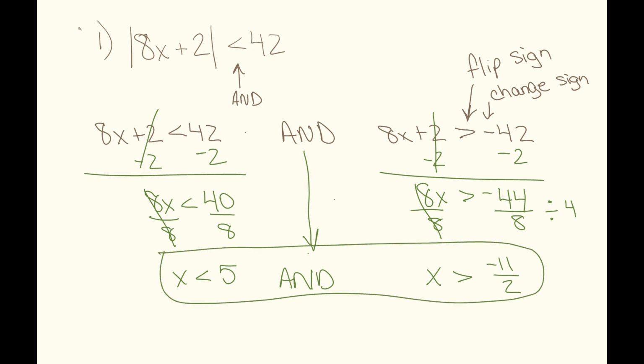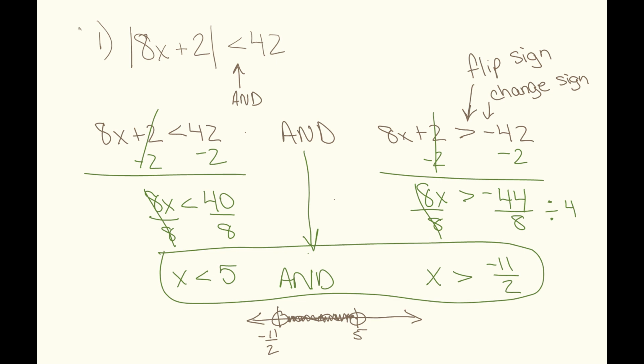Now, I want you to draw this on a number line. So watch. Negative 11 over 2 is less than 5, so that's going to be like this. They're both open circles because it's not or equal to. So x is less than 5, so I go this way. But x is greater than negative 11 over 2, so I go this way. So it's going to be in between.